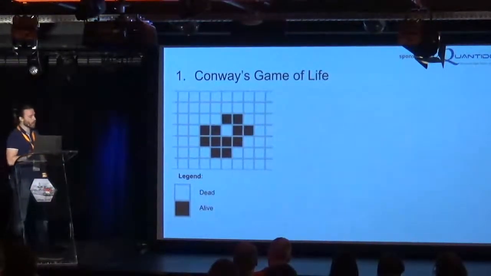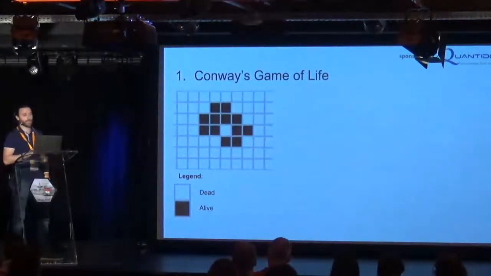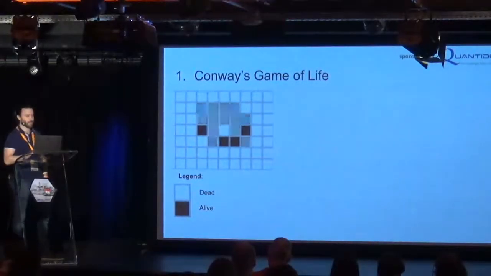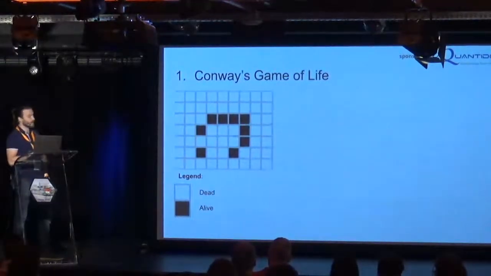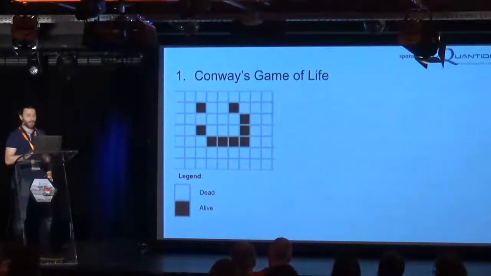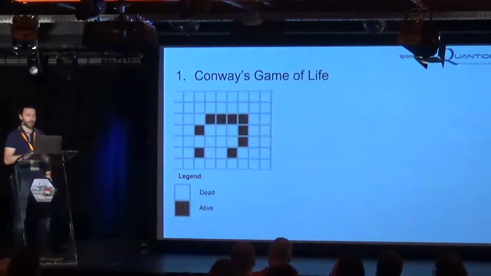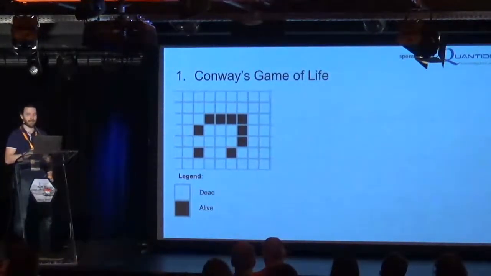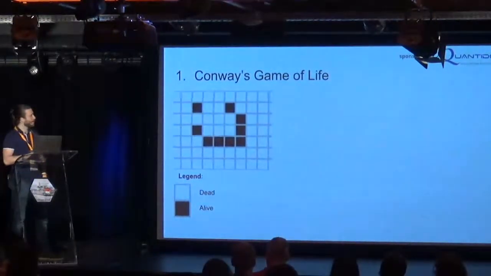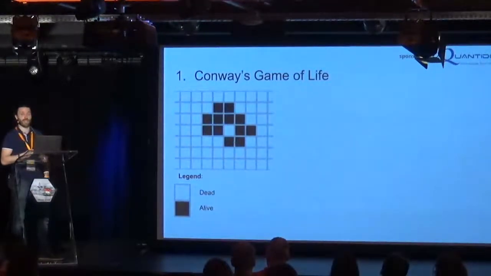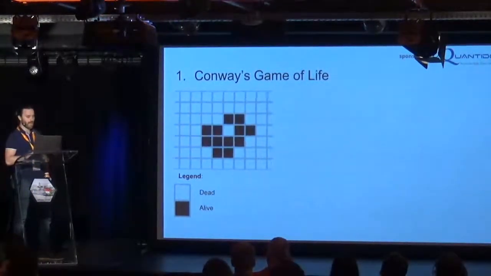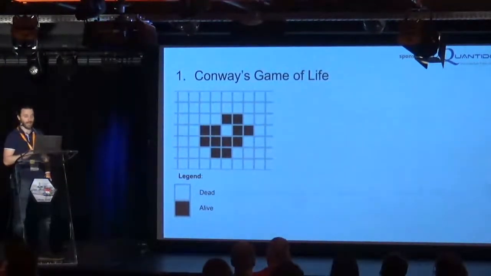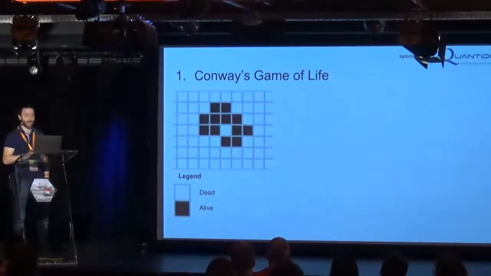I have selected Conway's Game of Life in order to demonstrate the importance of tests in development. But what is the Game of Life? The Game of Life is a cellular automation devised by the mathematician John Arthur Conway in the 1970s. To explain this, I'm going to start from the end. On the left-hand side, you can see the final result, the evolution of a system over time.